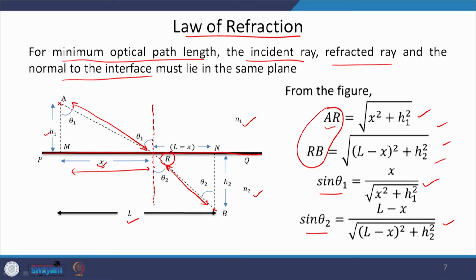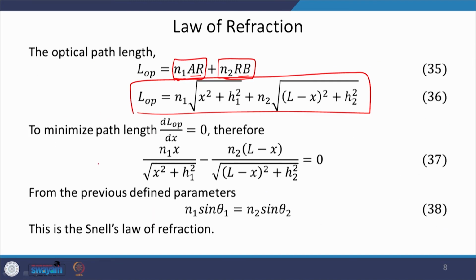You can see in this figure x is the variable here, because the point R may vary. If you vary the path which the ray takes, then the point R will vary, and therefore x is the variable, and this is why we will differentiate the optical path length with respect to x. As per the Fermat principle, this differentiation must be equal to 0, and once you do this, you will get equation number 37.